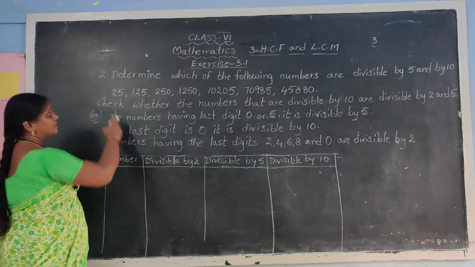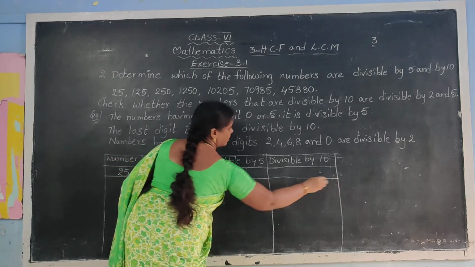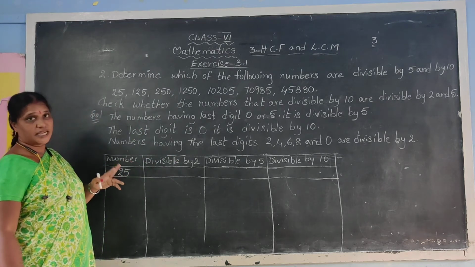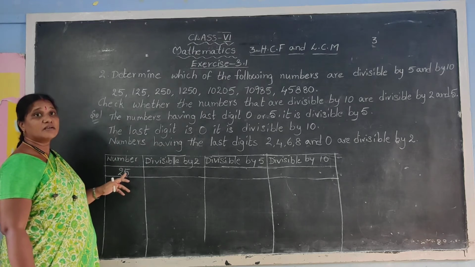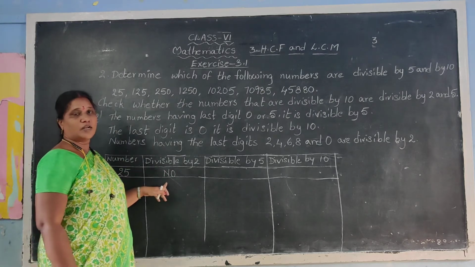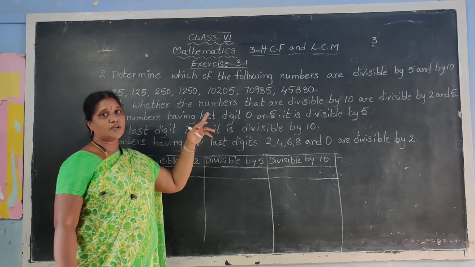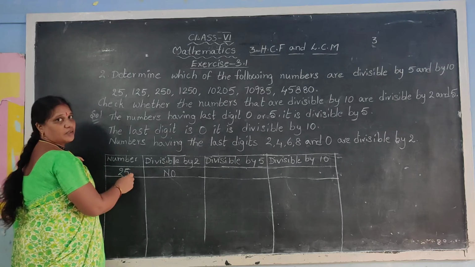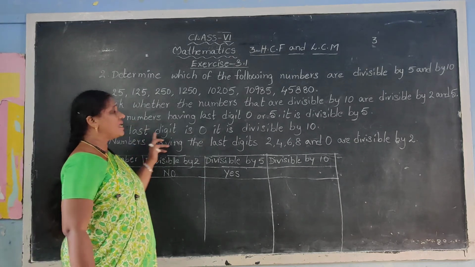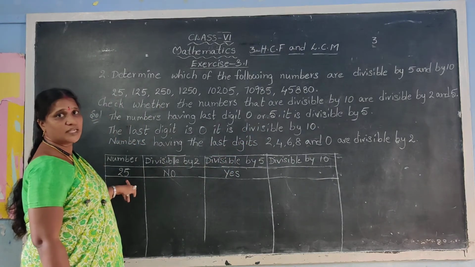Second sum. What is the first number here? 25. Is 25 divisible by 2? Rule 2: numbers having the last digit 2, 4, 6, 8, 0. Here the ones place digit is 5, so 25 is not divisible by 2. Next, divisible by 5: numbers having the last digit 0 or 5 are divisible by 5. Yes. Next rule 10: the last digit must be 0. The last digit is 5, so it is not divisible by 10.